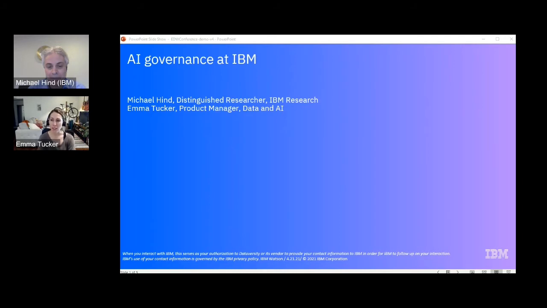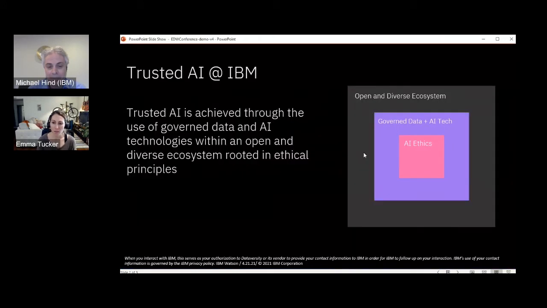Thanks, and I'm Emma Tucker, and I've been working with Mike. He's looking at AI governance from an IBM Research point of view, methodologies, understanding what open source technologies we can build as well, and I've been working on how we build tools to support AI governance and make sure that you're successful. So today we'll get a sneak peek into both sides of what each of our teams have been building in this space.